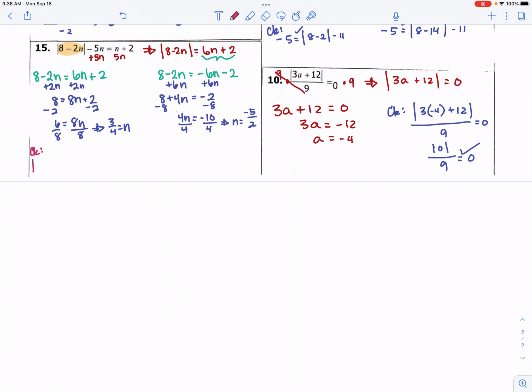Back to the original: absolute value of 8 minus 2 times 3/4 is equal to, actually not equal to, minus 5 times 3/4 equals 3/4 plus 2. And like I said before, if you just plug everything into the calculator the way that it is written, because we have an absolute value symbol in our calculator, it becomes a lot easier to simplify that. So I'm going to plug into my calculator.